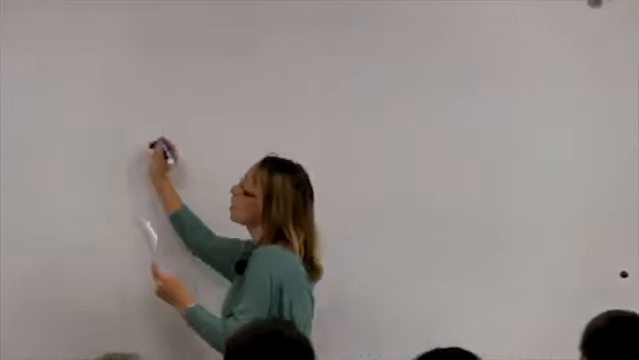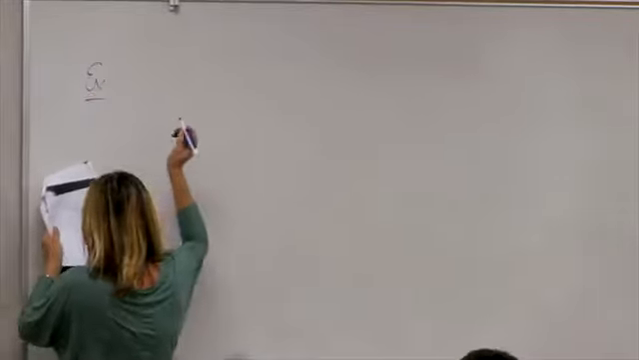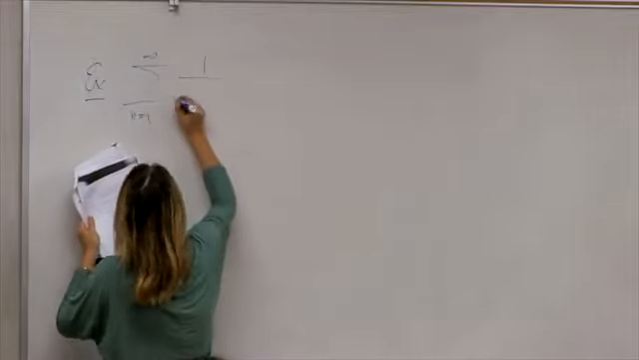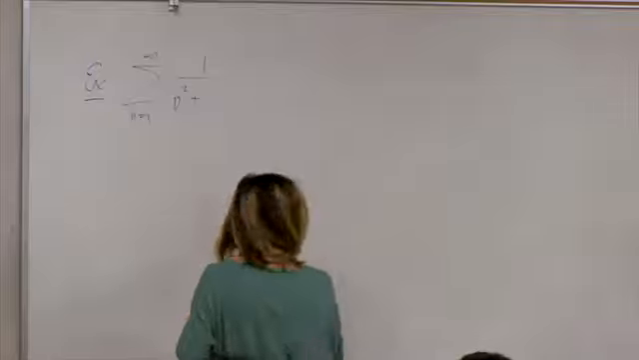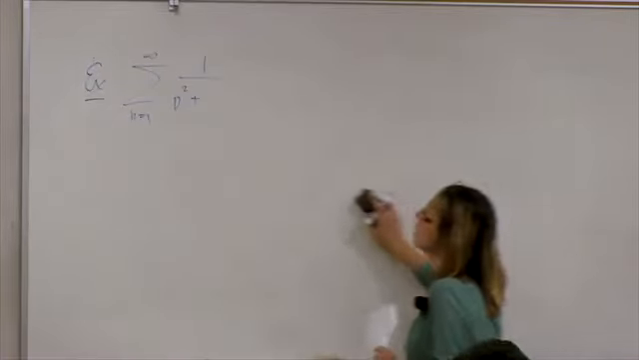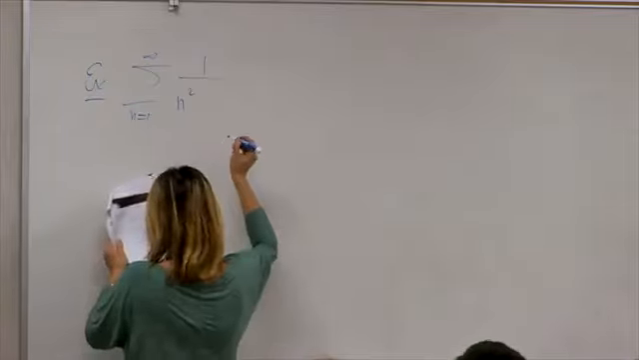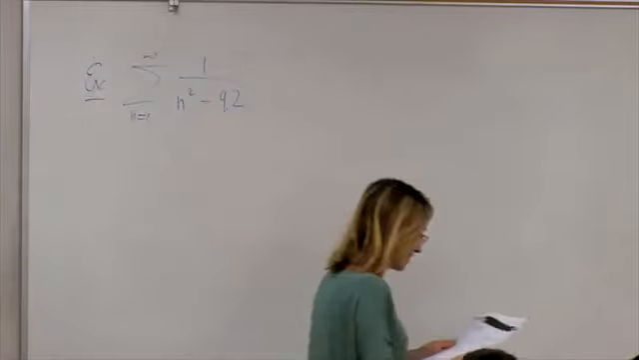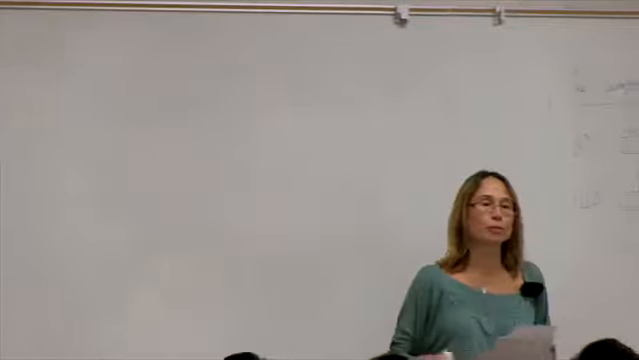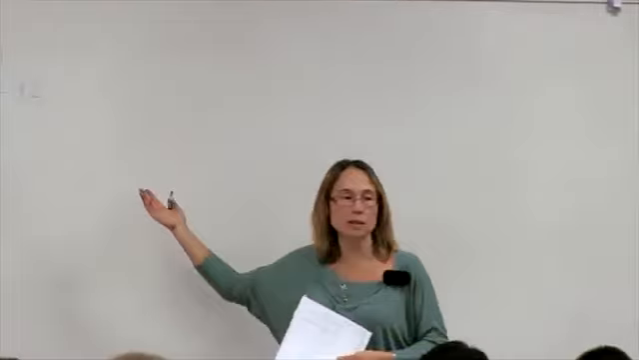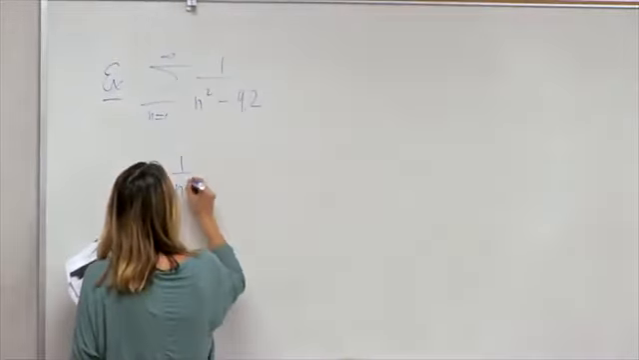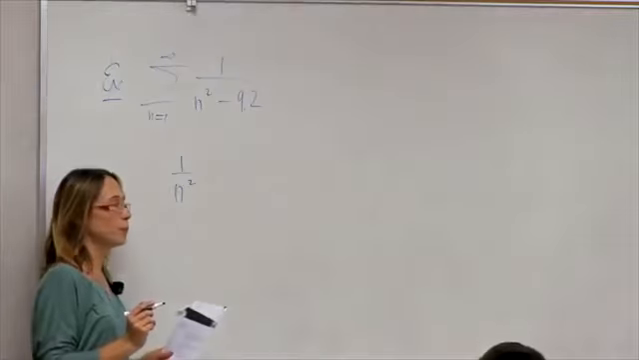Let's look at this one. 1 over n squared minus 9.2. Okay, so I would like to compare it to something that looks like it and something that we know the convergence of. So I want to compare it to 1 over n squared, right?